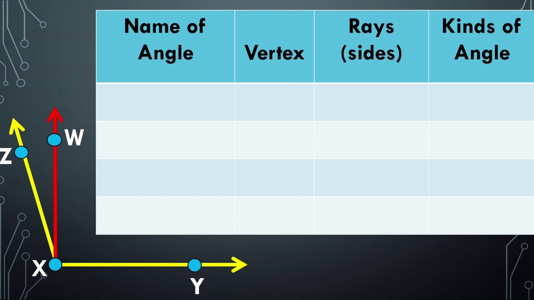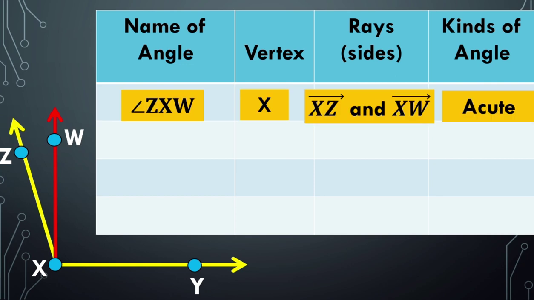So, since we have 3 angles given in the figure, let us name the angles. Let us name the first angle. So, we have angle ZXW. Pwede rin namang angle WXZ. What is the vertex? Makikita mo yan kung ano ang nasa gitna. And that is X, or point X. Now, what are the rays? So, since ito ang angle mo, ZXW, dito ka lang titingin. Ano ang mga rays niyan? Ray XZ and ray XW. Now, what is the kind of angle? That is an acute angle. Next, what is the second angle?